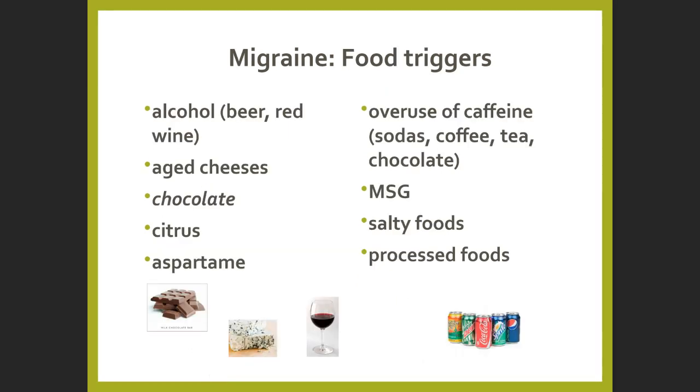The food triggers of migraine are not common. They only occur in about 25% of persons who have migraine, but include things like alcohol, beer and red wine with the sulfates, aged cheeses, chocolate, citrus, artificial sweeteners, overuse of caffeine, monosodium glutamate, salty foods, and processed foods.